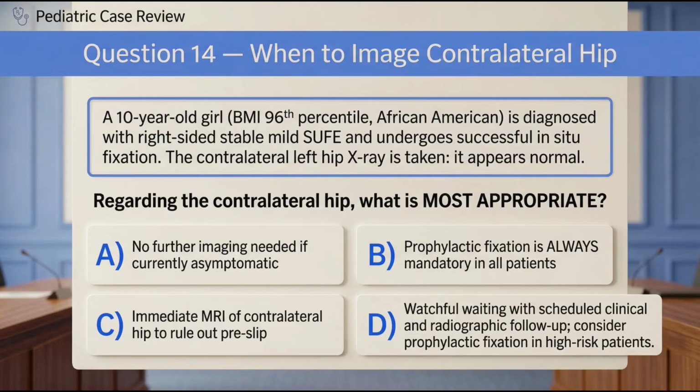Option A, no further imaging needed if currently asymptomatic. Option B, prophylactic fixation is always mandatory in all patients. Option C, immediate magnetic resonance imaging of the contralateral hip to rule out pre-slip. Option D, watchful waiting with scheduled clinical and radiographic follow-up, with consideration of prophylactic fixation in high-risk patients.